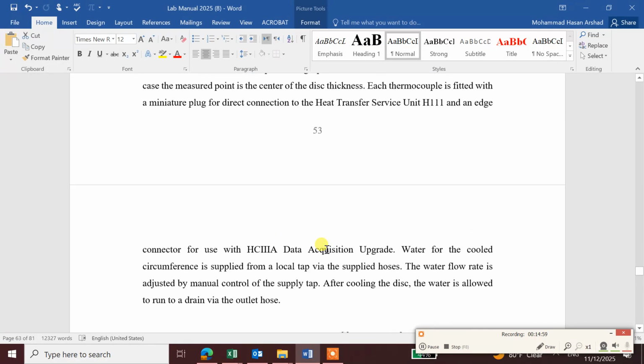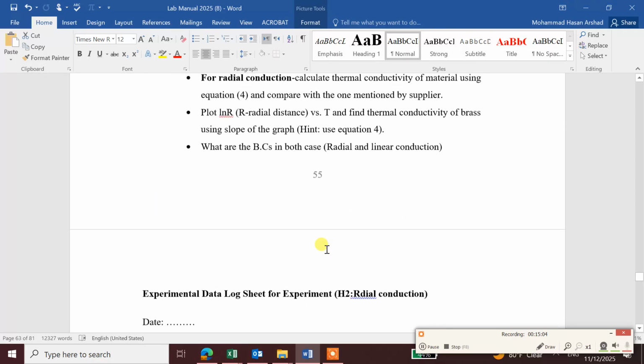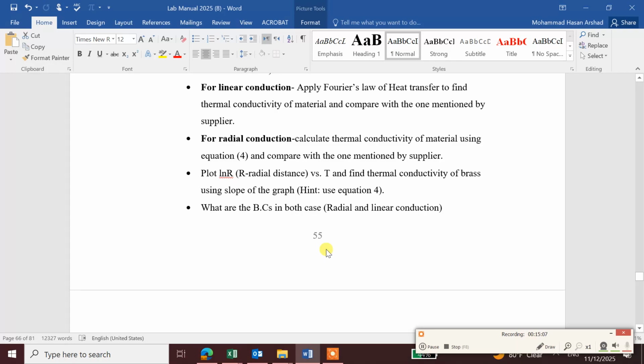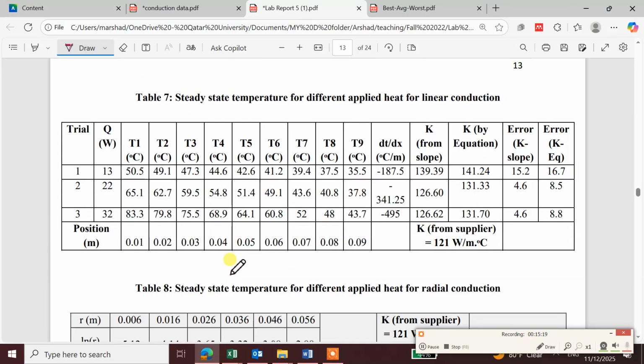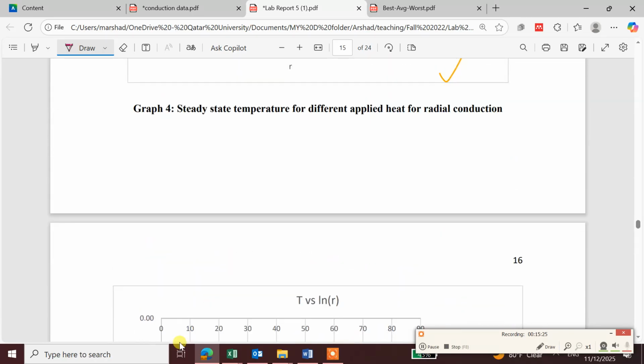So if you can go back to the report requirements. Okay, so these are all report requirements. Okay, what are the boundary conditions in both cases? Okay, this is the final thing. So what are the boundary conditions? So at one end, for example, at here we are applying the heat, right, for linear conduction. At the outer we have water, right? So water is flowing like this to take the heat out.